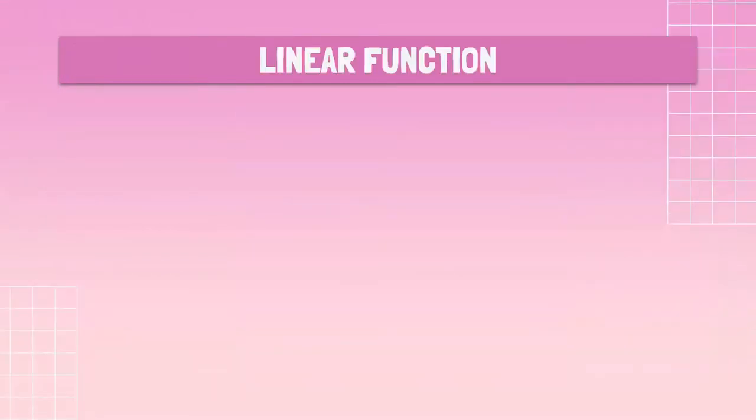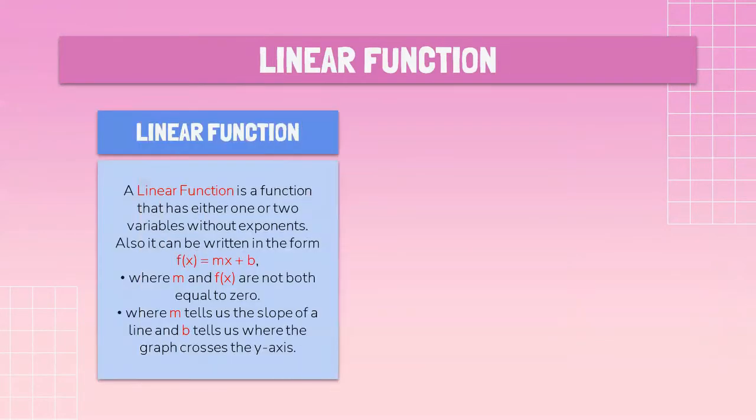So first, what is a linear function? A linear function is a function that has either one or two variables without exponents. Also, it can be written in the form f(x) = mx + b, where m and f(x) are not both equal to 0, where m tells us the slope of the line, and b tells us where the graph crosses the y-axis. As you can see, f(x) = mx + b is familiar to all of us, and it's the slope-intercept form.